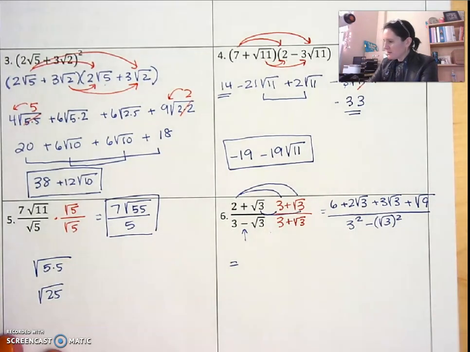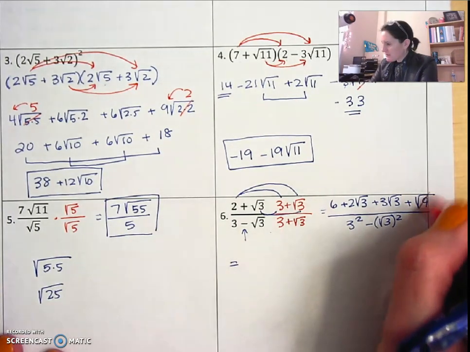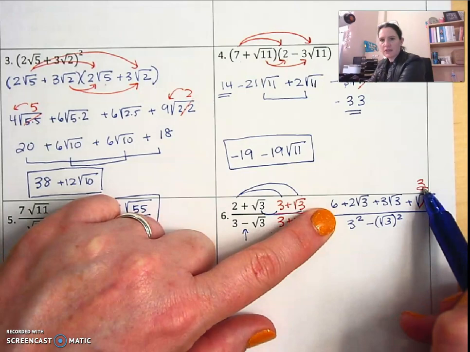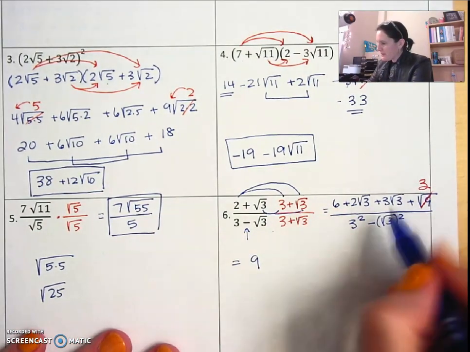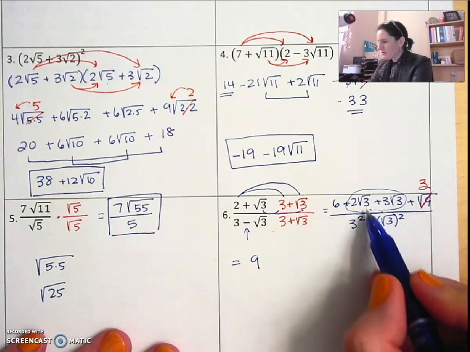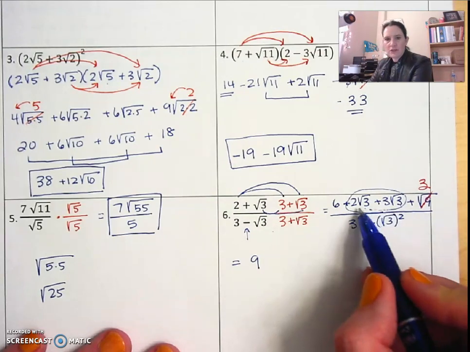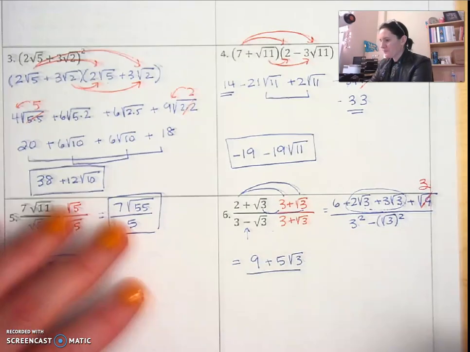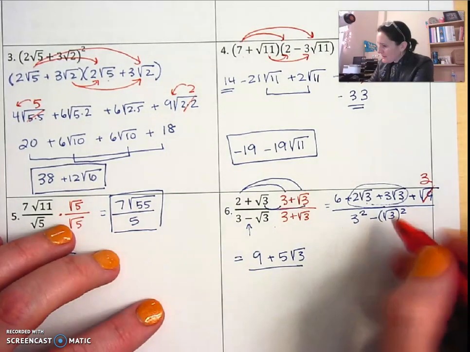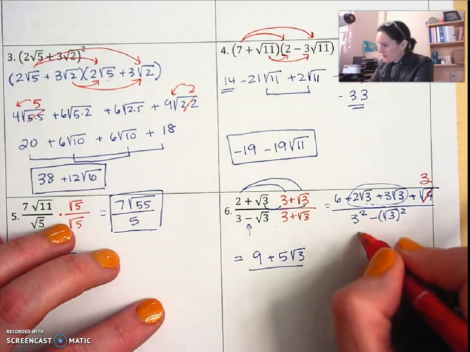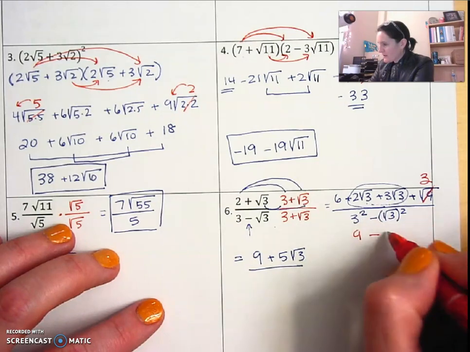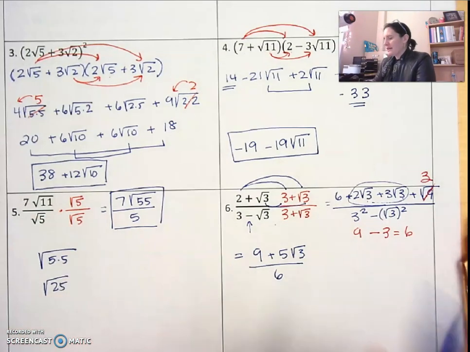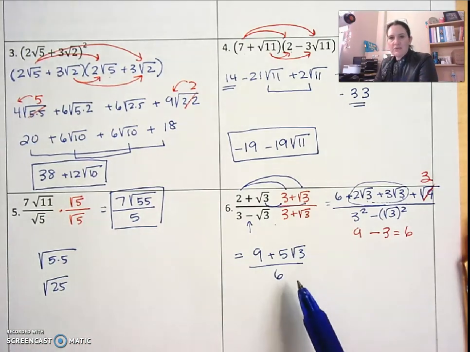In the numerator, square root of 9 is 3. So I'm going to add 6 and 3, those two things, that's 9. And then these middle terms right here have the same radical, so I'm going to do the math on the coefficients. 2 plus 3, that's 5 square roots of 3. And then in the denominator here, I have 3 squared is 9, square root of 3 squared is 3, that is 6. So my denominator is 6. And we cannot simplify this fraction.